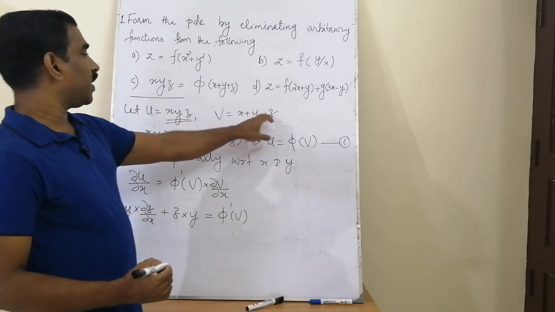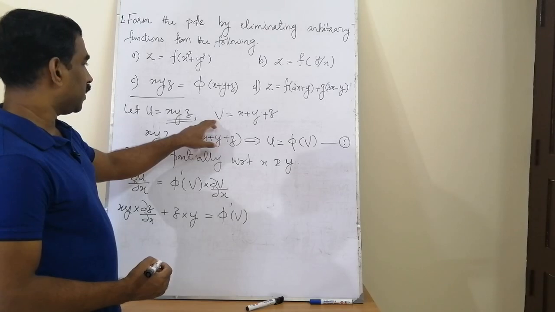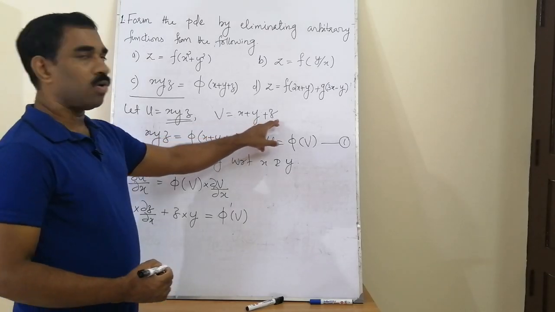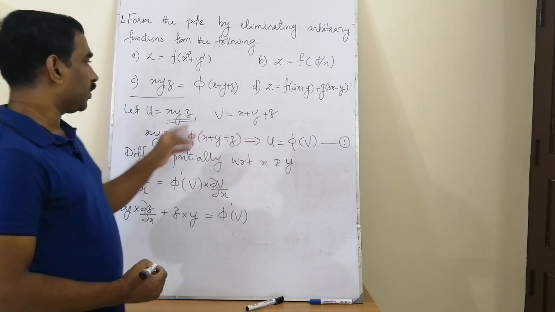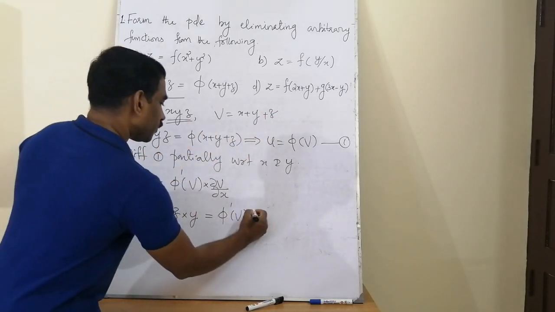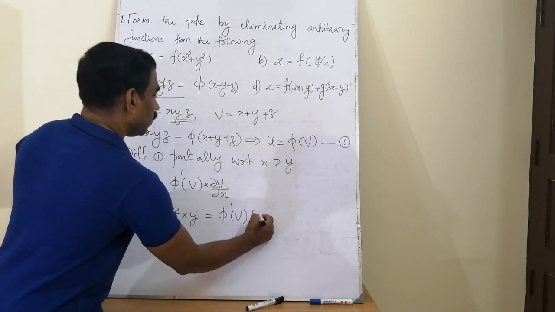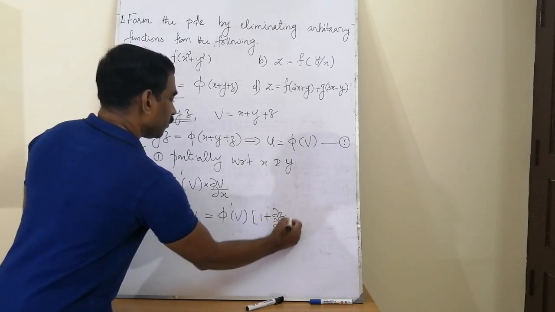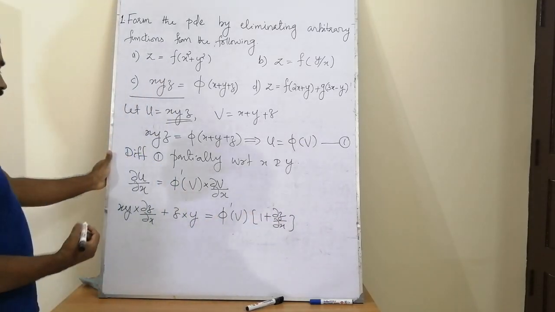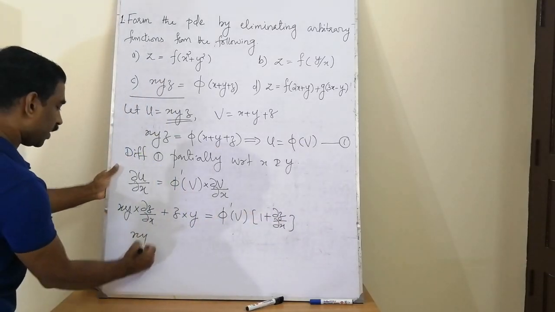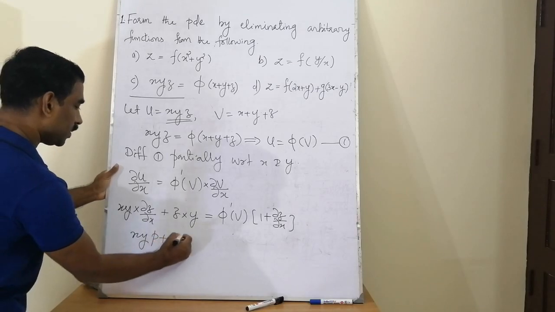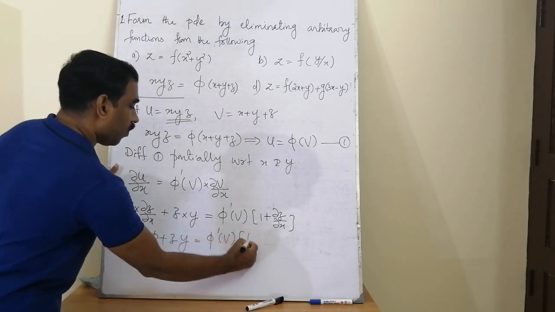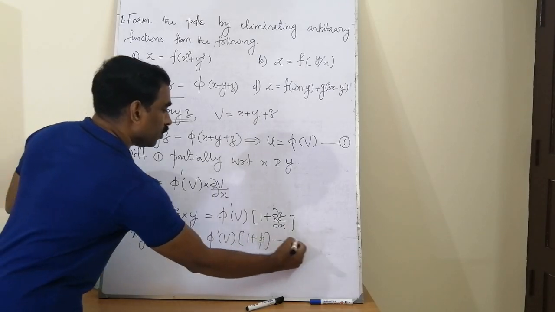v is equal to x plus y plus z. Then what is dou v by dou x? Dou v by dou x is equal to 1 plus 0 plus dou z by dou x, because z is a function of x and y. So this is equal to 1 plus dou z by dou x. Or in notation, we can rearrange this as xy into p plus zy is equal to phi dash of v into 1 plus p, equation number 2.